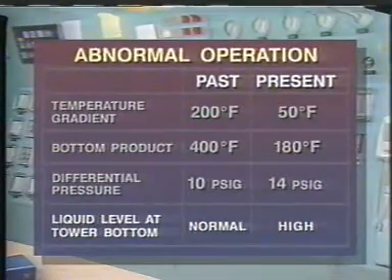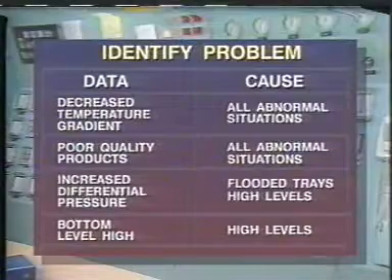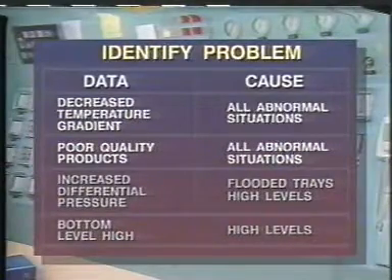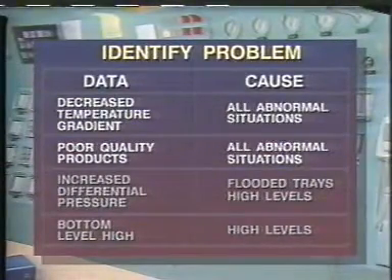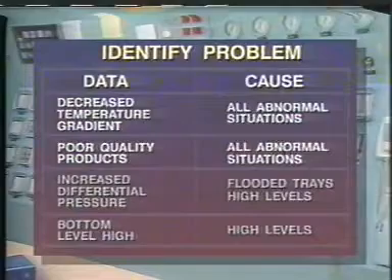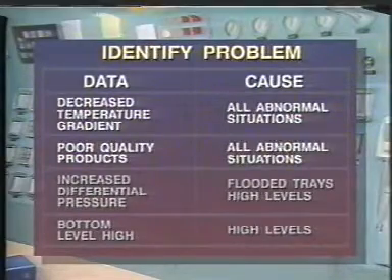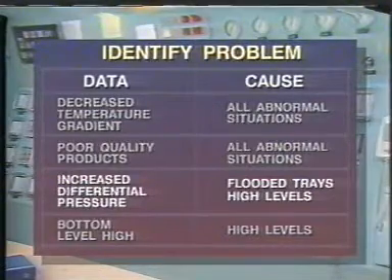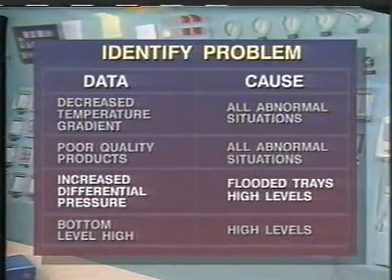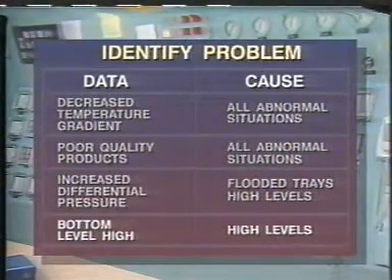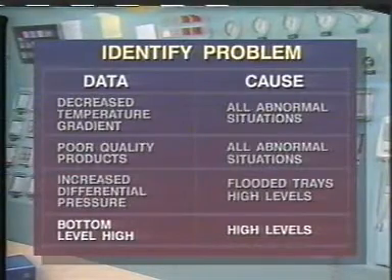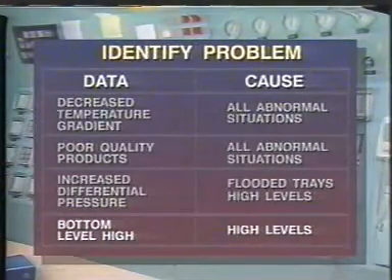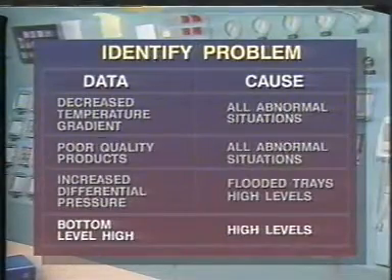After collecting the data, your next task is to identify the problem. A decrease in temperature gradient and impaired product quality are found in all abnormal situations. An increase in differential pressure is found only in flooded trays and high levels, so one of these two conditions is probably causing the problem. Since the decrease in temperature gradient is at the bottom of the column and the bottom level is high, you would assume the problem is due to high levels.